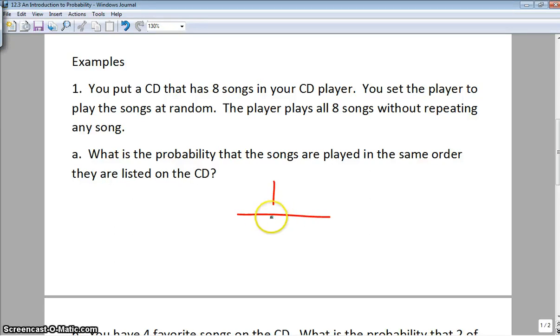So we learned a couple of days ago how to figure out how many ways there are to put 8 songs in order. So we need a permutation. So if we want to order 8 songs, it is just 8 factorial. So it's 1 out of 8 factorial, which is 1 out of 40,320, or approximately 0.0000248, which is not a very good likelihood.